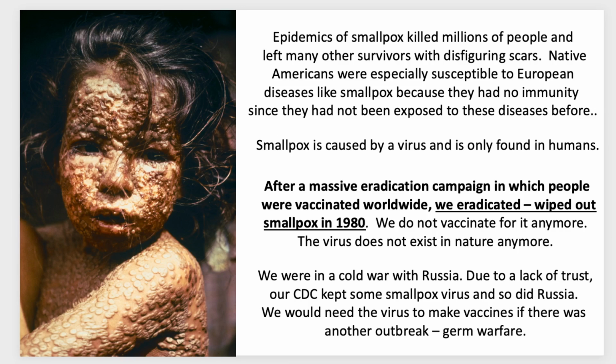Now, there was an eradication campaign, and the entire world essentially was vaccinated, and it is considered eradicated. It does not exist in nature anymore. That happened in 1980. Because the United States and Russia had the Cold War, and neither of us trusts the other, we have both kept smallpox virus in our facilities, in our labs. So if Russia tried to create some type of viral epidemic in the United States using smallpox, because we still have it, we could develop a vaccine if we had to.